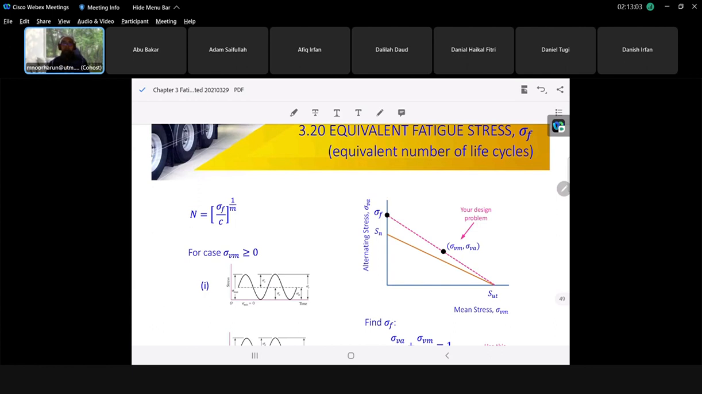Okay, class. I think that's for fatigue theory and very simple example. Very simple example. Almost 2 hours. Any questions for the fatigue?